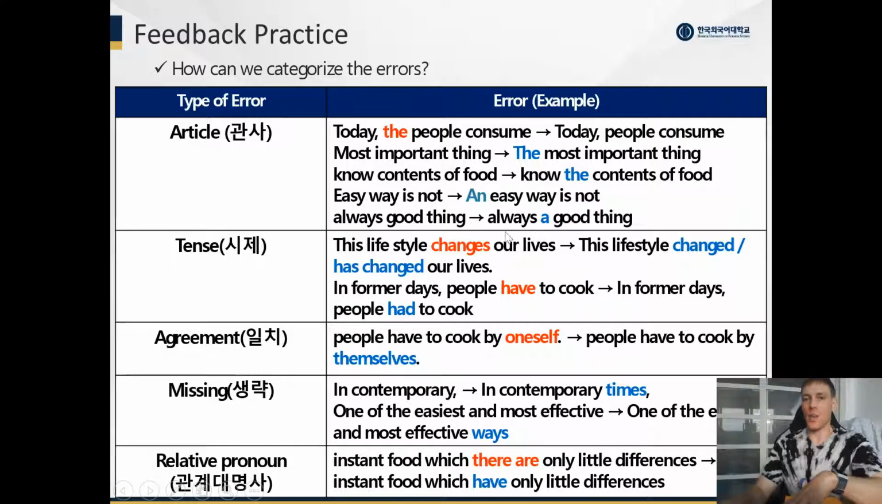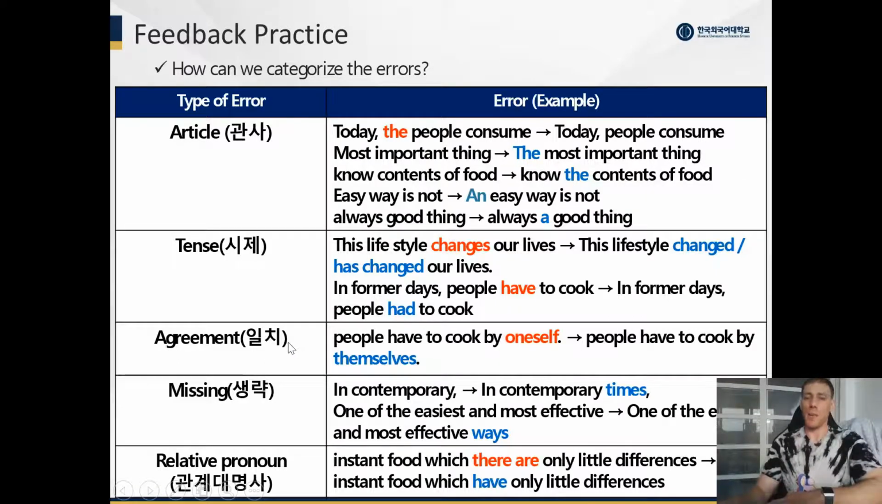An easy way is not. Always a good thing. So this is the article that is missing, like a or the or an in this case. Usually it's the or a. Next on, the tense. This lifestyle changed or has changed our lives. It's the past tense here, and you know it's changed again over here. But the idea is present perfect, simple past. We're talking about something that's already happened. The next one. In former days, people had to cook. It's all about the tense problem. In this case, it's the past tense, and they've done it in the present, so we need to make sure it's about the past. Former means before.